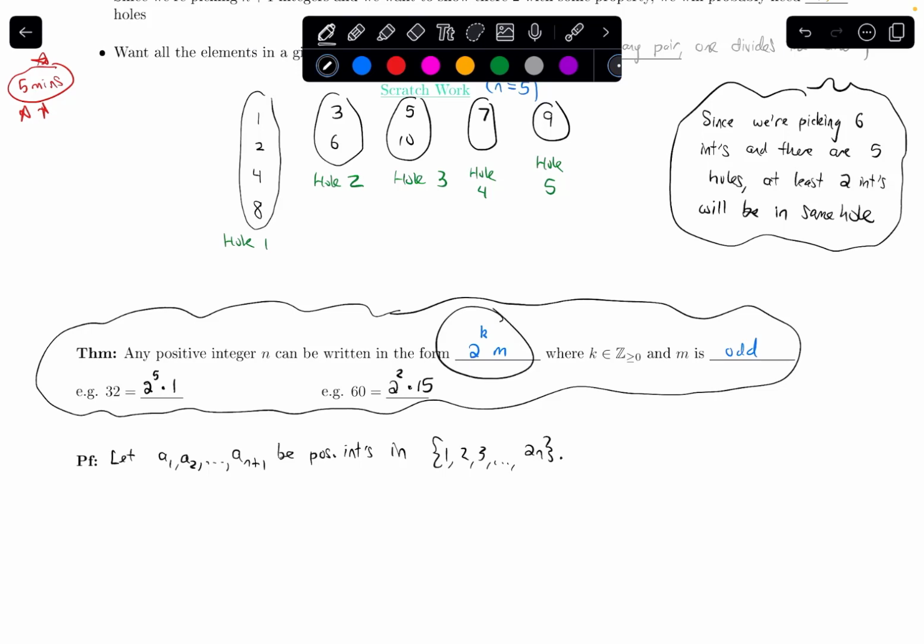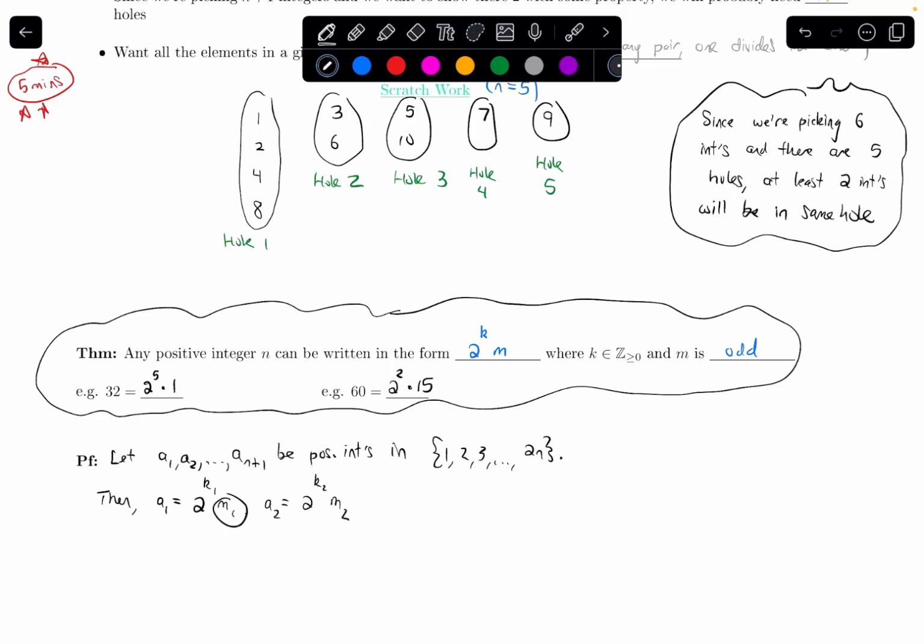So then by this theorem, I can say that all of these positive integers can be written in this form. So a1 can be written as 2 to the k1 times an odd integer, which I'll call m1, comma, a2 will be 2 to the k2 power times m2. Notice I'm using different variables for these because a1 and a2 are different. So these powers are not necessarily going to be the same.